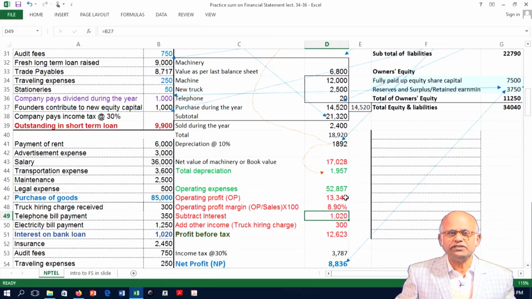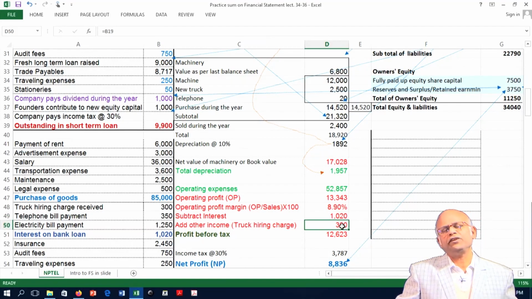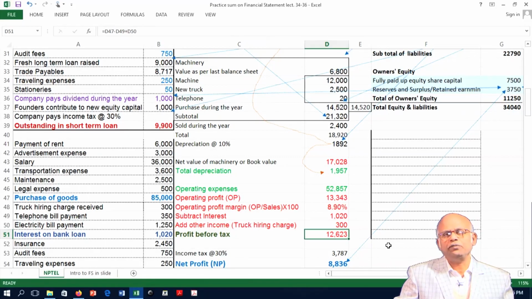From 13,343, we deduct interest that we expensed to get profit before tax. But then we have some other income by hiring the truck. So, this is not our regular income. So, first of all we deduct this interest, but then we add the 300 rupees which is part of our income. Then we get 12,623. This is the profit before tax or PBT.